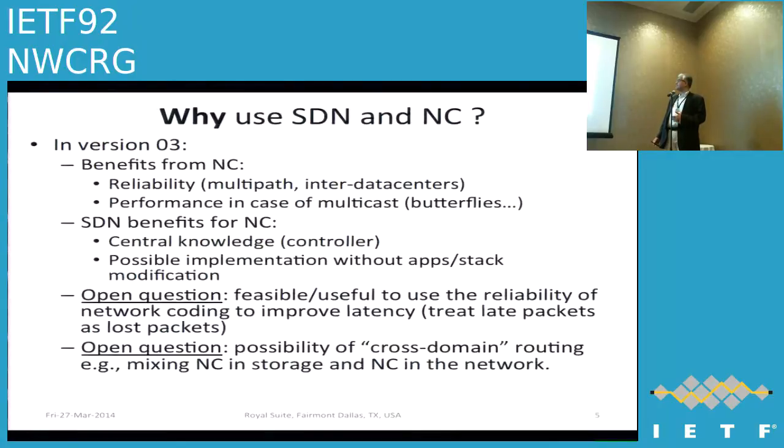So in version 3, we also included some benefits from network coding: reliability and performance, and from the SDN point of view, the centralized controller. That can provide central knowledge about coding and possible implementation without app or stack modification. There are some questions we are still struggling with among ourselves: whether it is feasible and useful to implement network coding reliability to improve latency, and also cross-domain. There are many things you can do in different ways, but nothing comes for free. There are some advantages, some disadvantages. You have to do the proper trade-off so that you can get the best implementation and benefits.